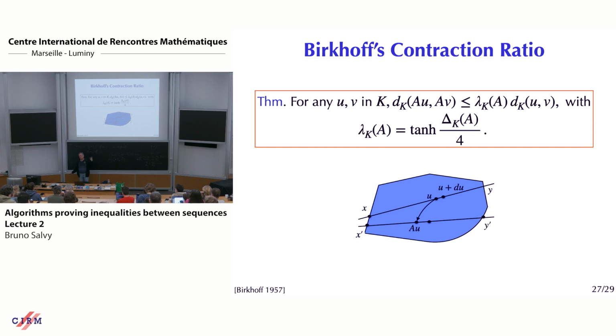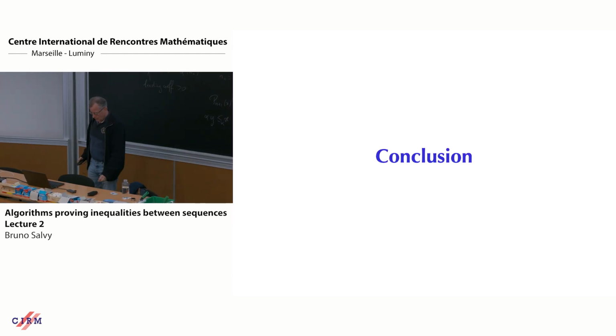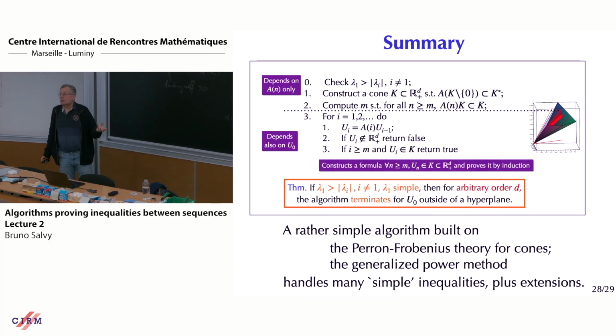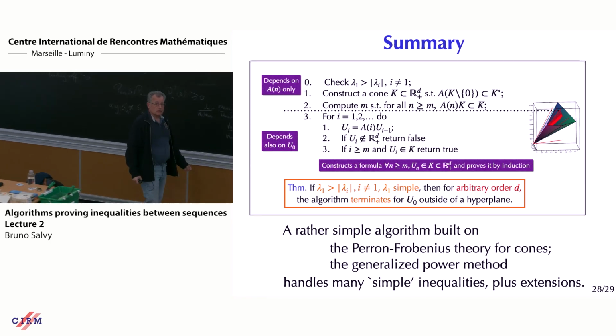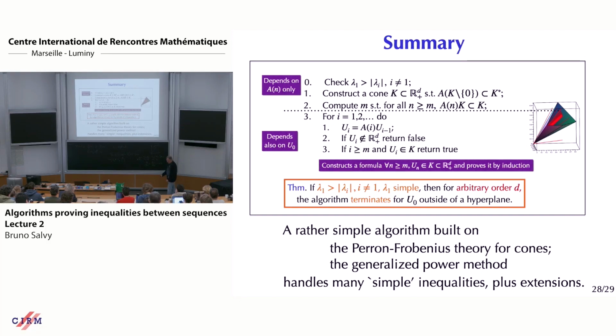So it's nice, right? So let me conclude. The summary is that this algorithm is in the end quite simple, but it builds on a lot of material. This Perron Frobenius theory for cones, this Birkhoff Hilbert's pseudometric, and it handles many simple inequalities, contracted case, and we saw extensions when we only had an invariant cone, but for finite n there were contracted cones.